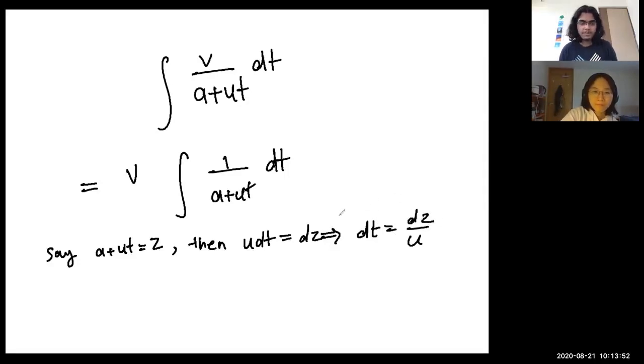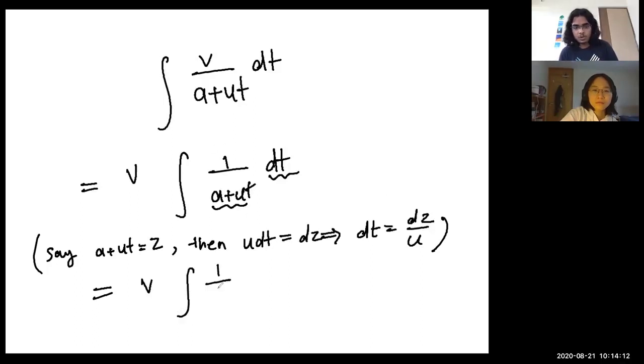This is an important step that people always forget: when you're substituting for this part, you're also supposed to change the variable you're integrating with respect to. Now we're integrating with respect to z instead of t, so we also have to switch the dt to a dz. Once we do the substitution, this becomes v integration of 1 over z, because a plus ut was z, and then dt was dz over u, so 1 over u dz. The u is a constant, so we can pull that out as well. So it's v over u integration of 1 over z dz.